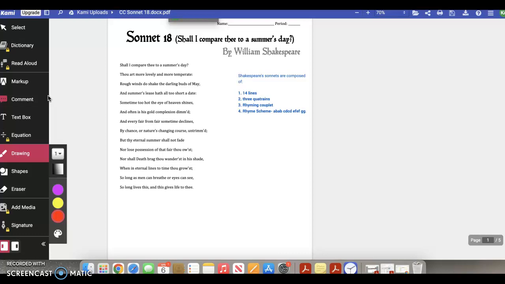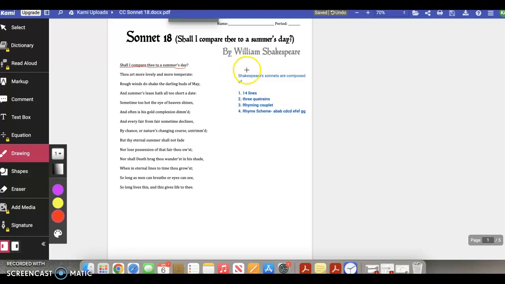Today we're going to be taking a look at Sonnet 18 by William Shakespeare. William Shakespeare numbered his sonnets in the order that he had written them, so this is the 18th sonnet that he had written. In order for us to keep them straight though, we tend to title them based off the first line of the poem itself. So if you look at this, Sonnet 18 is oftentimes called Shall I Compare Thee to a Summer's Day?